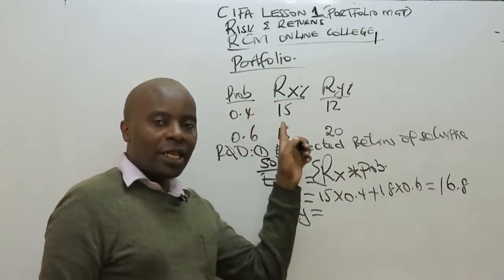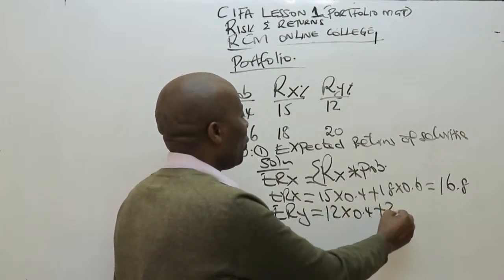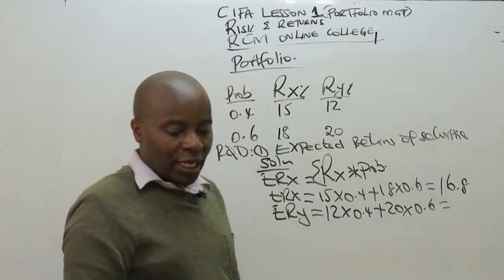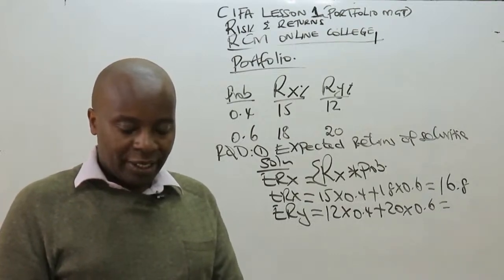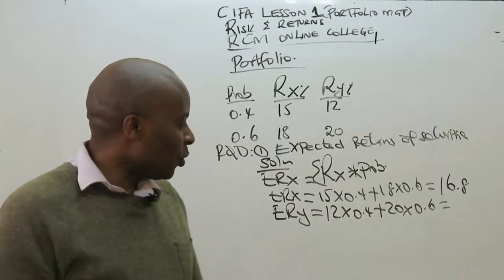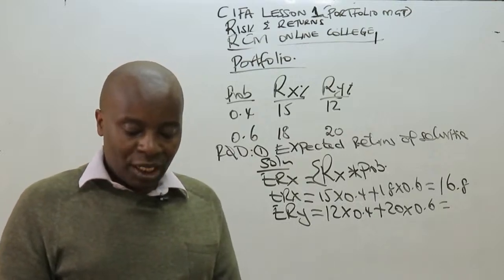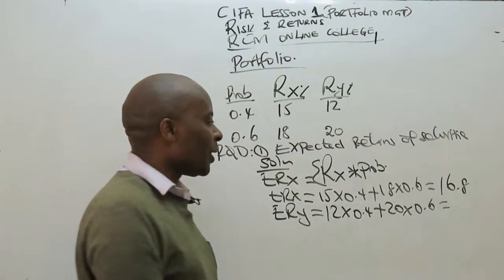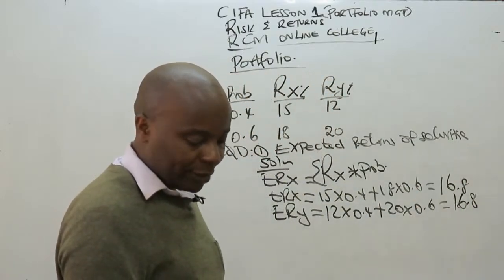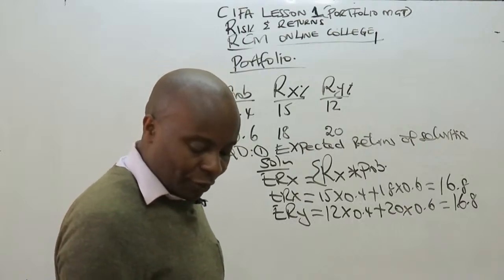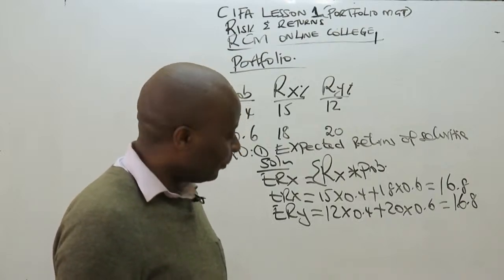What we need to do is to take the actual returns of Y times the corresponding probabilities. So we have 12 times 0.4 plus 20 times 0.6. With that, I should be able to get the expected returns of Y, which will be 12 times 0.4 plus 20 times 0.6, which gives me 16.8 as well. You just have to be careful. So 16.8. Let me just confirm the earlier one. That coincidence is good, but at times a bit scaring. So we have 15 times 0.4.